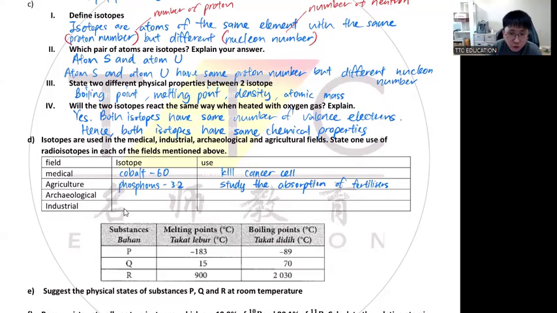Next one, archaeological. Archaeological means in terms of your studies of bones and fossils. So the common one is called carbon-14. Carbon-14, we can say, to estimate. Cannot say calculate, cannot say other stuff. To estimate the age of fossils.